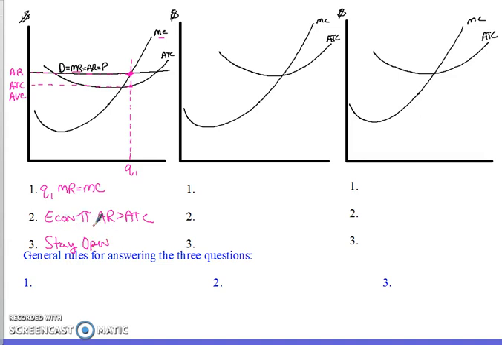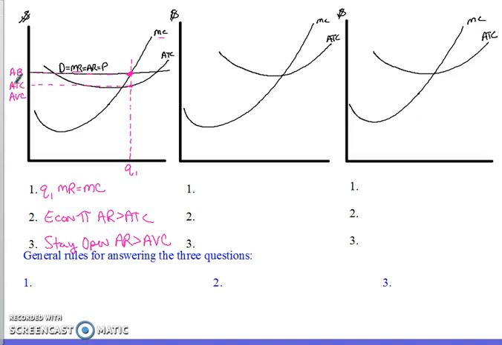We're beating our next best opportunity. And then the technical answer to that, similar to the previous video where I did the short run graphs, the answer is that we stay open. Technically, we stay open because the average revenue is greater than the average variable cost, which is also the average total cost. Remember, they're equal to each other.